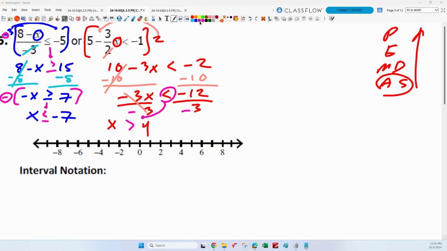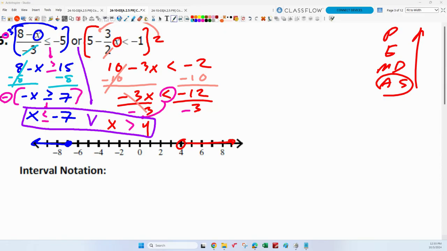X is less than or equal to -7, or, which I use an or symbol for, or x is greater than 4. So everything in the box is my solution. Okay? Let's graph that. The blue one. How do I graph the blue part of that compound inequality? Closed endpoint at -7, and I'm graphing to the left. Good, because I want less values, okay? How about the red part? Open at 4, graphing to the right.